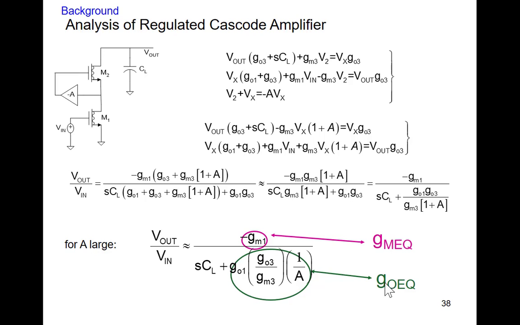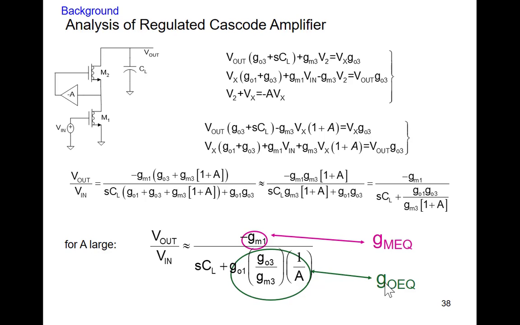Let's see what I've done. How does the GM of this structure compare to that of a single transistor circuit? How does the GM of this compare to the single transistor circuit? George? They're the same. The single transistor circuit had a GM equal to the GM of the transistor. George, how does the output conductance of this circuit compare to the single transistor circuit?